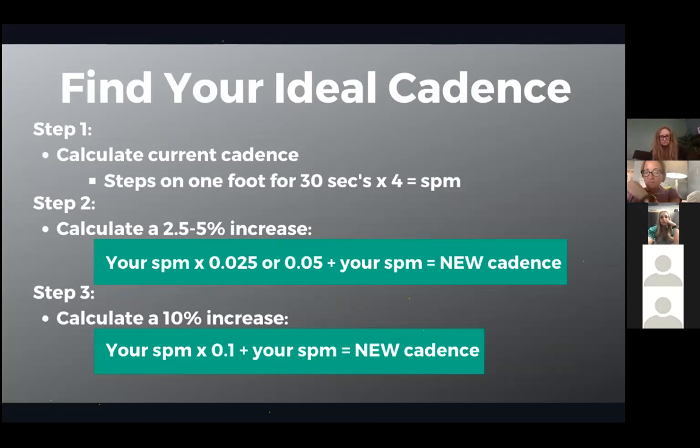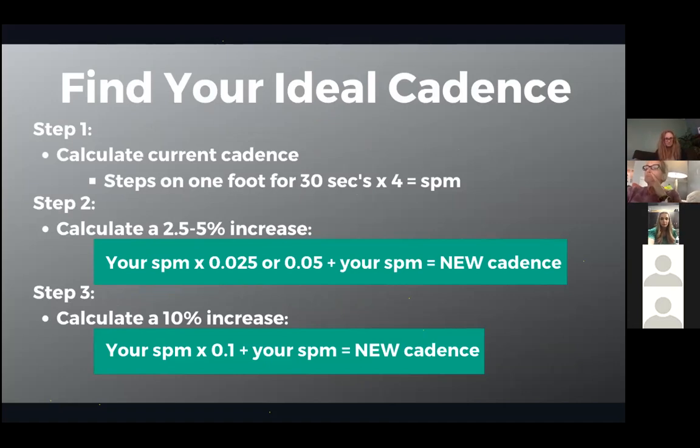And that's pretty easy. You count the steps on one foot for 30 seconds and multiply by 4. You could also count the steps on both your feet together for 30 seconds and multiply by 2. Either way is going to get you the same result. And that gives you your approximate cadence, or your steps per minute.